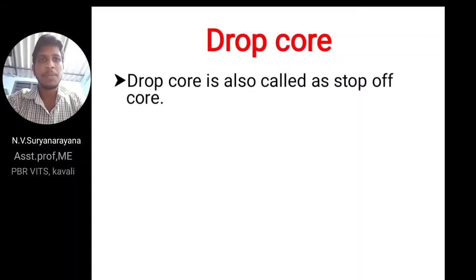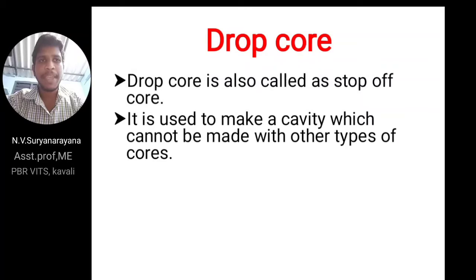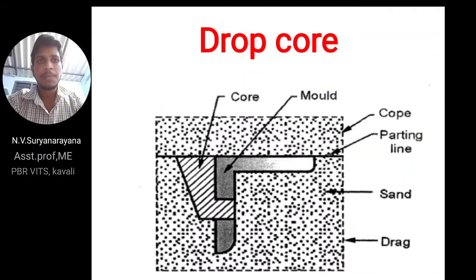Coming to drop core. Drop core is also called stop off core. It is used to make a cavity which cannot be made with the other types of cores. It is used when a hole, recess or cavity required in a casting is not in line with the parting surface. Drop core, here I am showing drop core.